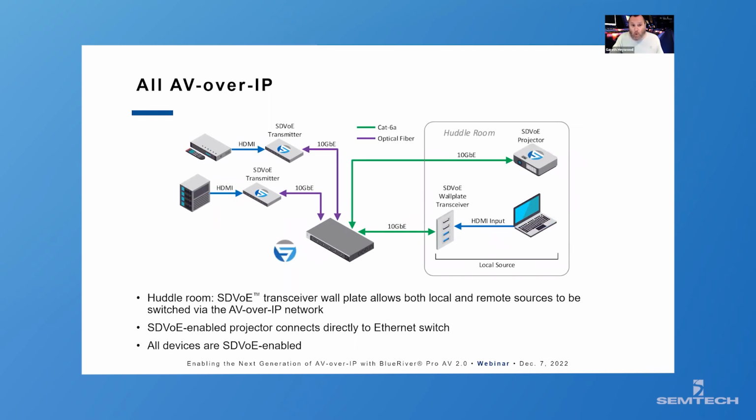Since an SDVoE wall plate transceiver was used in this example, we can now take advantage of the HDMI input to allow the local source to be connected into the SDVoE network, and the SDVoE projector is simply connected directly to the Ethernet switch, as I've shown here. Again, both local and remote AV sources are still available in the huddle room with the flexibility of AV switching using software control. And we've reduced the number of peripherals required in the room, no more 2x2 switch, less equipment to maintain, better environmental footprint.